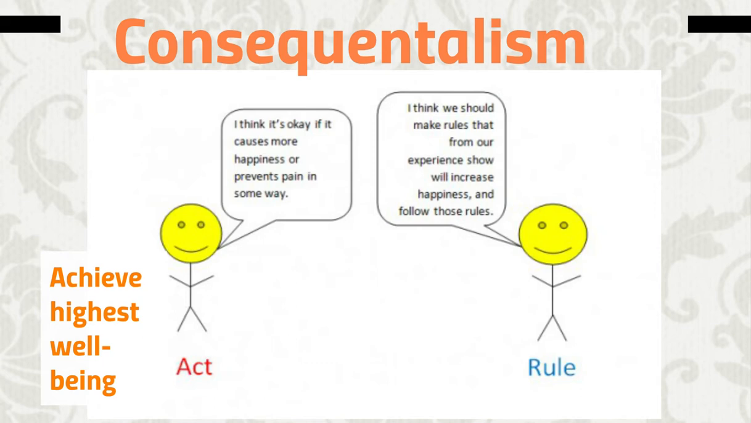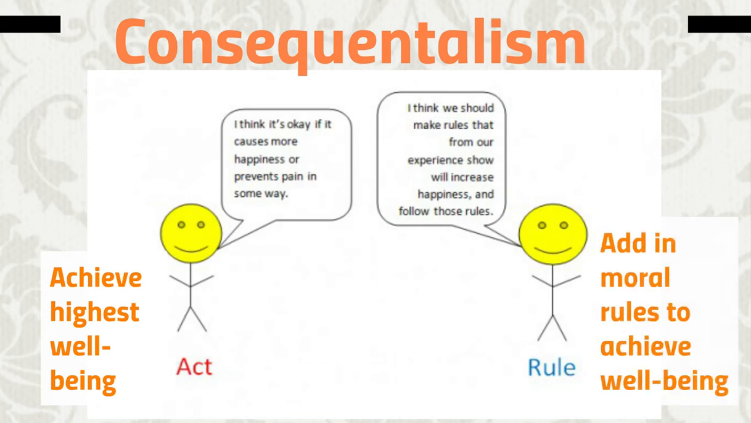Rule utilitarians, just like it sounds, impose moral rules on utility. So in this case, you might decide to tell the truth if there's a general rule that would lead you to tell the truth in a given situation. So the rule utilitarians still want to achieve well-being, but they add some sort of a moral rule to help them with that decision-making process.